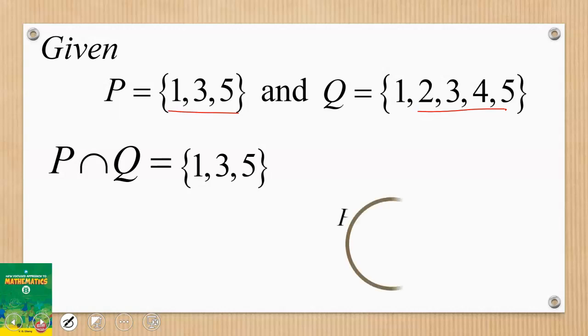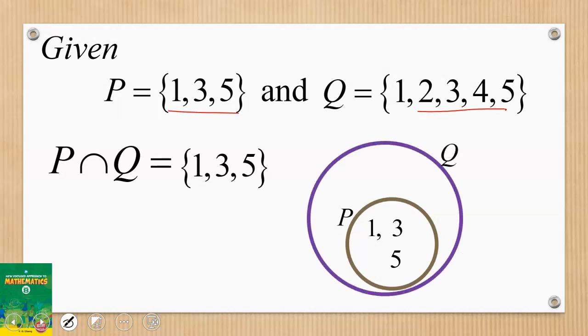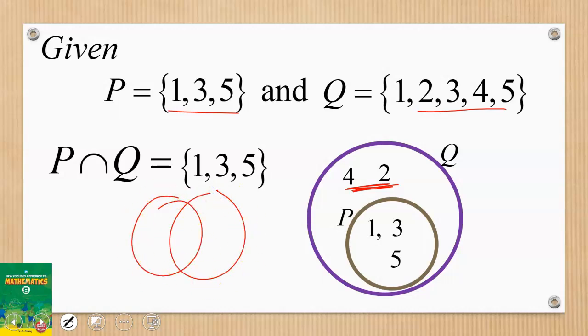Now, when you want to represent this on the Venn diagram, here we have our P, and in P we have 1, 3, 5. Then we have our Q, which is 1, 2, 3, 4, 5. But because we have 1, 3, 5 as the intersection, the leftover elements for Q become 2 and 4. You can see that here I didn't draw the two circles to overlap, and I made one inside the other because P is a subset of Q, and so the intersection will be within the set.